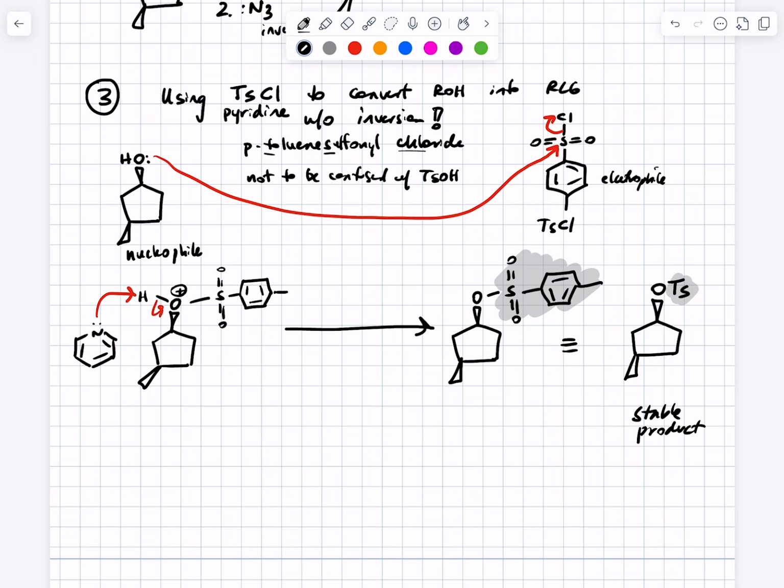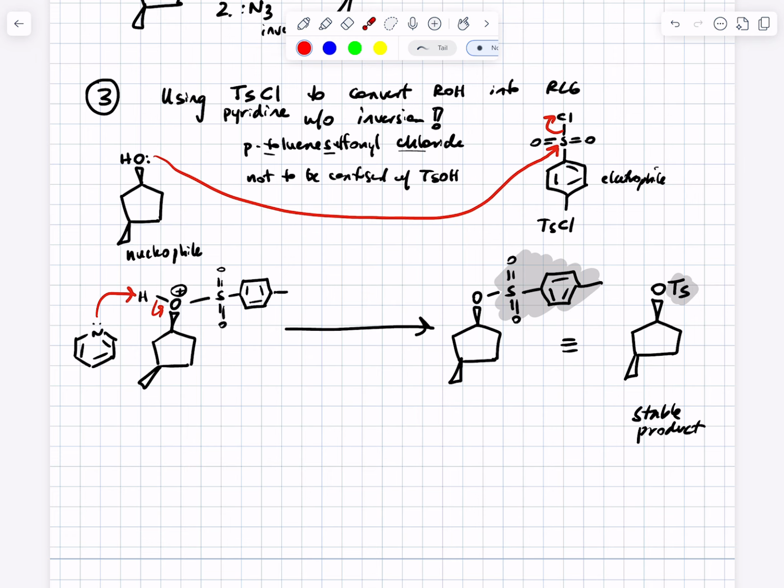And notice that in no case did anything attack the carbon that has the alcohol. In no case did anything do backside attack on the carbon that has the alcohol. Your question might be, why not? Because if you noticed here, OH minus kicked off Cl minus from TsCl, so why doesn't Cl minus come in from the backside like we saw before with PBr3 or with SOCl2? And that's where I don't have an answer for you.